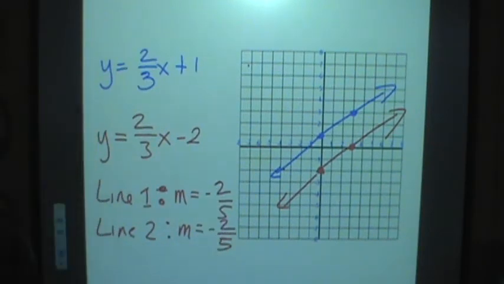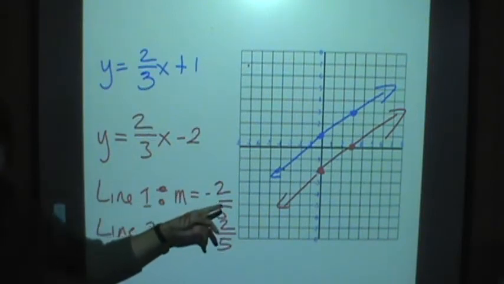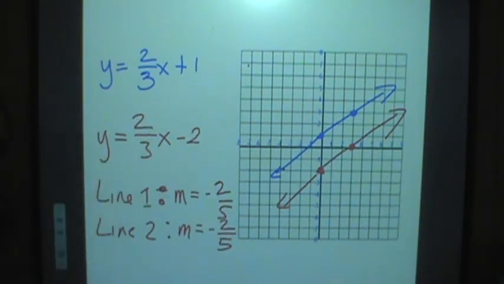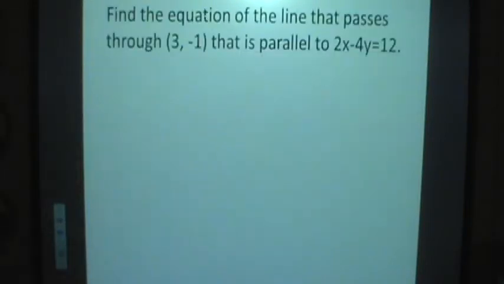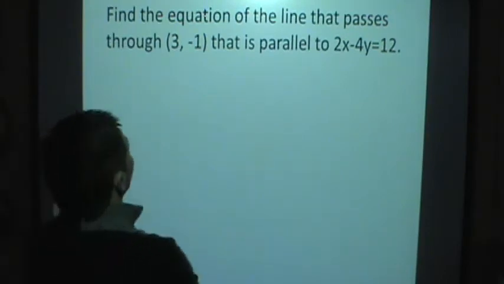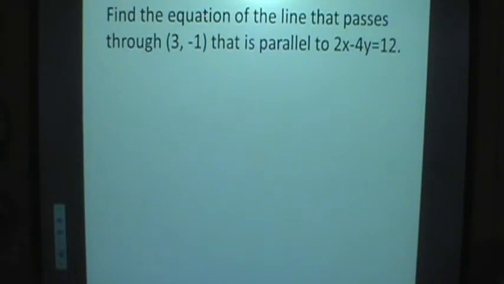If the two lines are parallel, then we can say that the lines must have the same exact slope. If the slope of the first one is negative 2 over 5, the second one must be negative 2 over 5 also. Okay? Now, here we go. Find the equation of the line that passes through (3, negative 1) and that is parallel to 2x minus 4y equals 12.